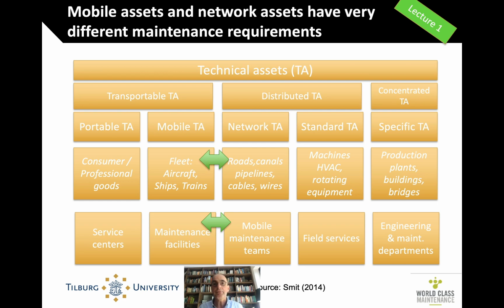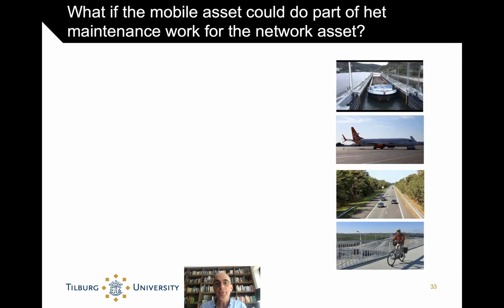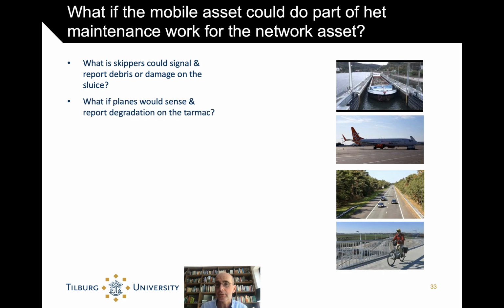So how about if we would use those mobile technical assets to do some of the maintenance work of those network technical assets? What if skippers in a canal could signal and report debris in the water which may harm sluice doors or cause damage? What if planes, when they move over the tarmac to taxi to their departure place or on the way back, could notice bumps and report those? What if cars also could notice bumps and degradations in the road and report those?